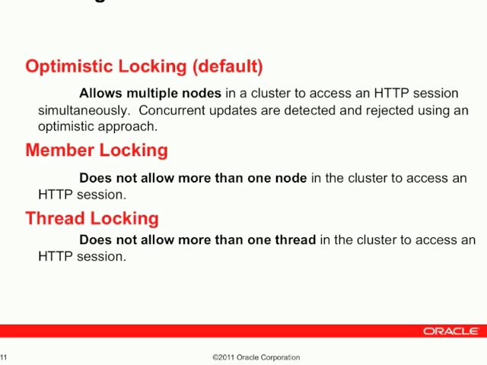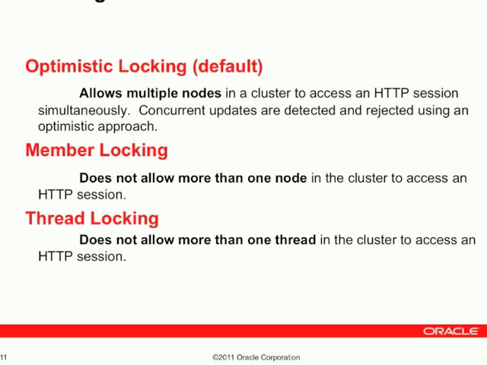Now, member locking is much more restrictive. This allows only one Coherence cluster member to update HTTP session data at a time. So in this case, the client or the application server must explicitly get a lock to the underlying cache entry, update it, and then release the lock. While the member has the lock, no other cluster members can actually update the same HTTP session data.